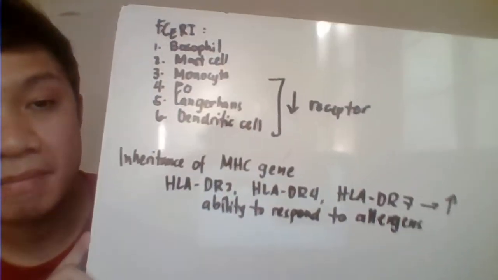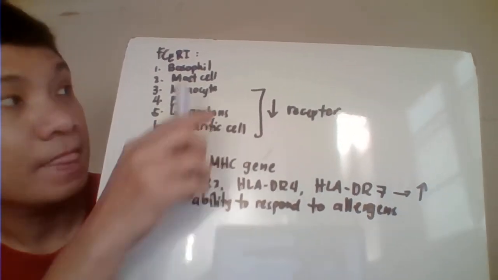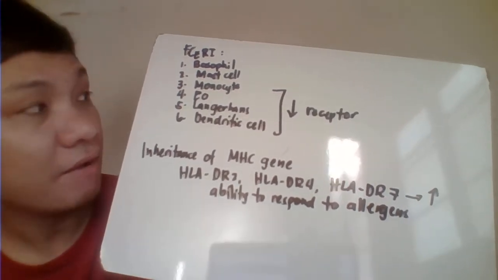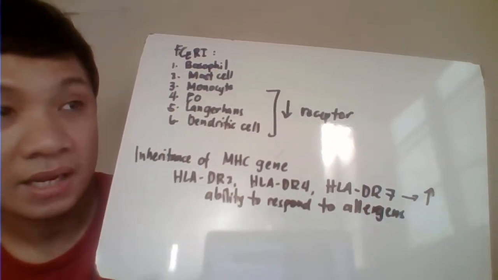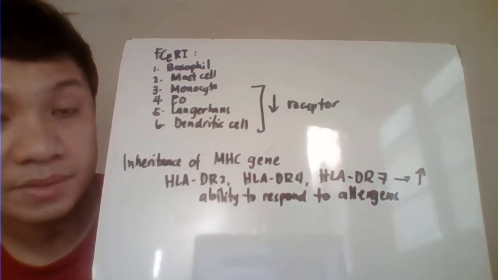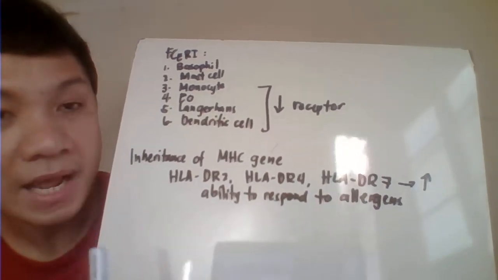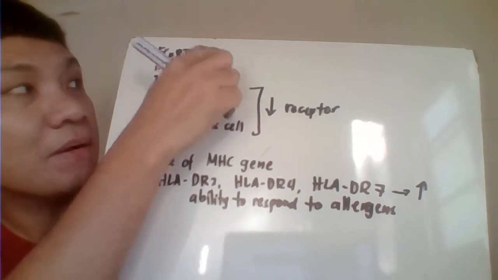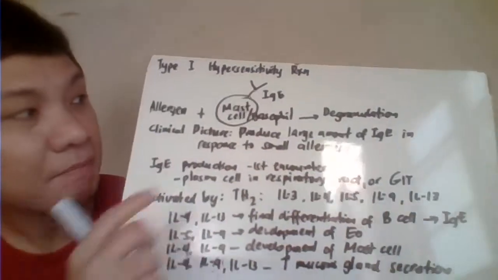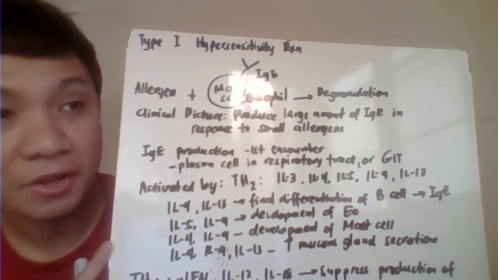So what are the cells in our body containing your FCERI receptor? You can have your basophil, you can have your mast cells. Aside from that, you can have your monocyte, eosinophil, Langerhans cells, and dendritic cells also possess your FCERI receptor, only that the receptor here is decreased. So most likely, it will bind to the basophil and your mast cells. Once it binds here, you call that your sensitized mast cells and basophil.